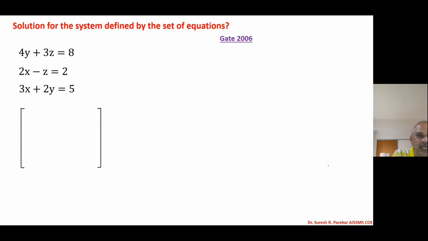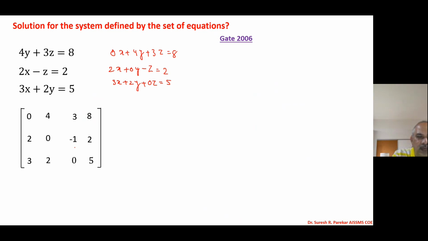Now we proceed again in the same way. So we have 0 4 3, 2 0 minus 1, because the equations are 0x plus 4y plus 3z equal to 8, 2x plus 0y minus z equal to 2, and 3x plus 2y plus 0z equal to 5. Then in this fashion we have these values 0, and then 8, 2, 5. Then again our aim is to make this 0, this 0, and this 0.